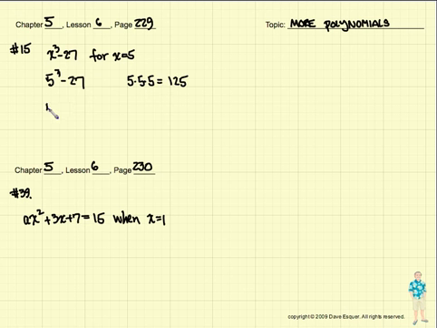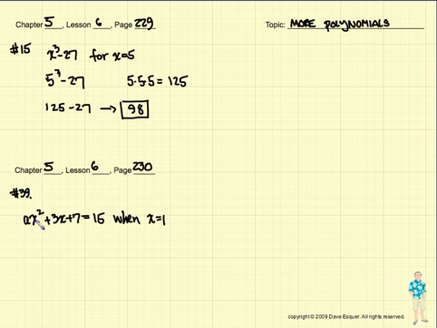So this is the expression, 125 minus 27, and I think if we do that math, this turns out to be 98. So if I evaluate this expression, x cubed minus 27 for x is 5, I think I end up with 98. Let's try number 39.